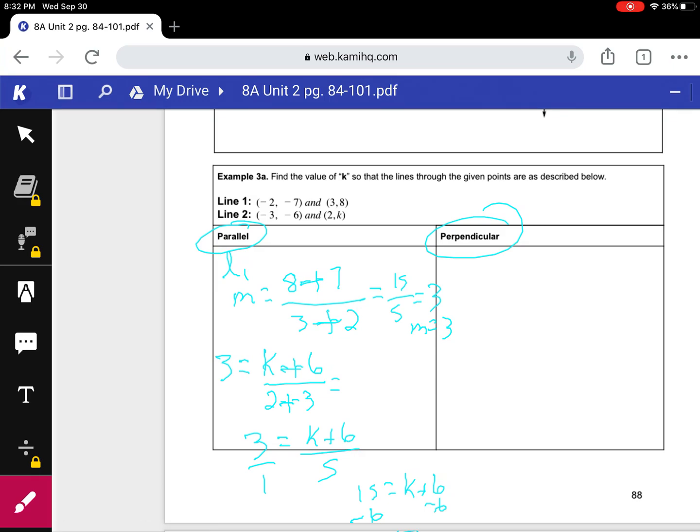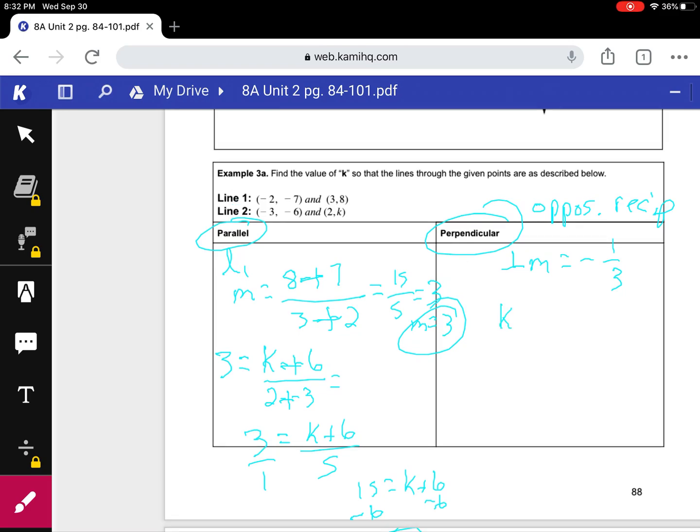Okay, for perpendicular, we have opposite reciprocals, okay? Here was my slope. So my perpendicular slope is going to be the opposite. So the opposite of positive is negative, and we're going to have 1/3, okay? So we just set it up the same way. y2 minus y1, so k minus a -6, which is +6, over 2 minus a -3 equals my -1/3, okay?